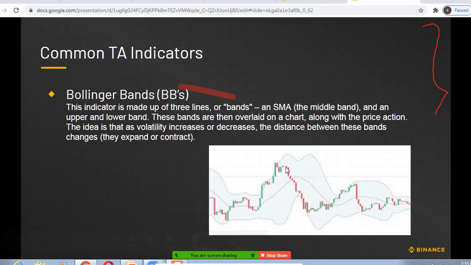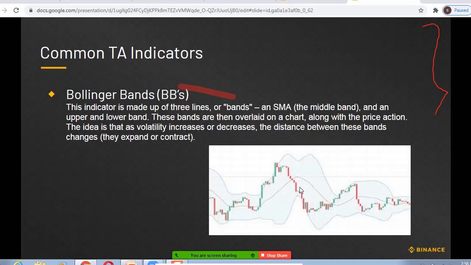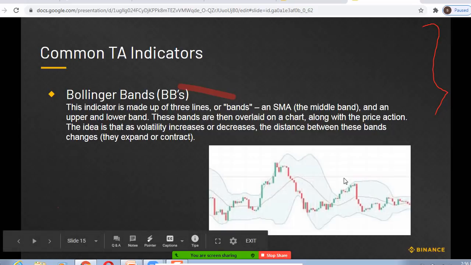In this case, you can as well change your settings from default and put it like two standard deviations from the middle band to the upper band, and two standard deviations from the middle band to the lower band. Anyone you like, you can as well manipulate your Bollinger Band. Now, you can leave it at default setting. It's advisable as a beginner trader, just leave your Bollinger Band at default setting and use it to trade.